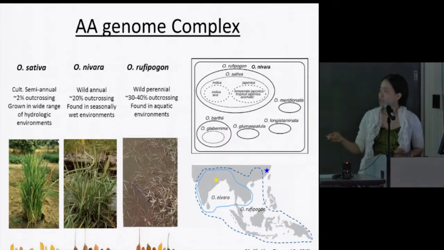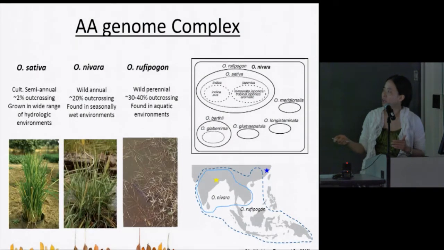And these two stars represent the center of domestication for Oryza sativa. So you can see that for Japonica, this is in the Yangtze River Valley about 10,000 years ago, and it's at the very edge of the current northern range.